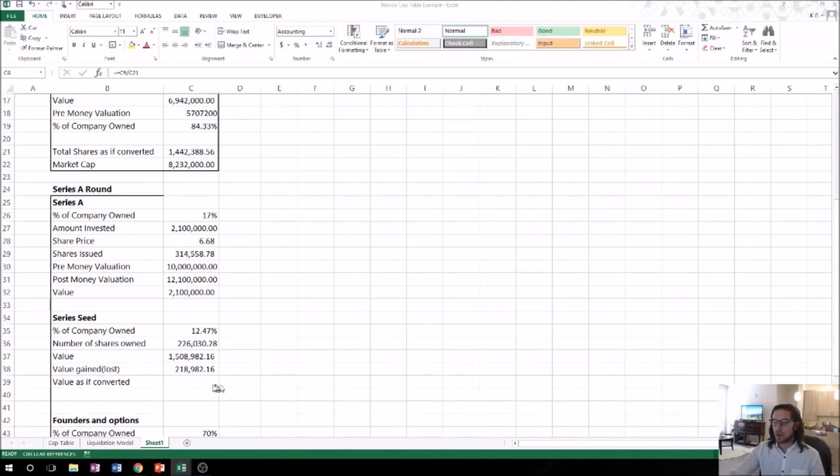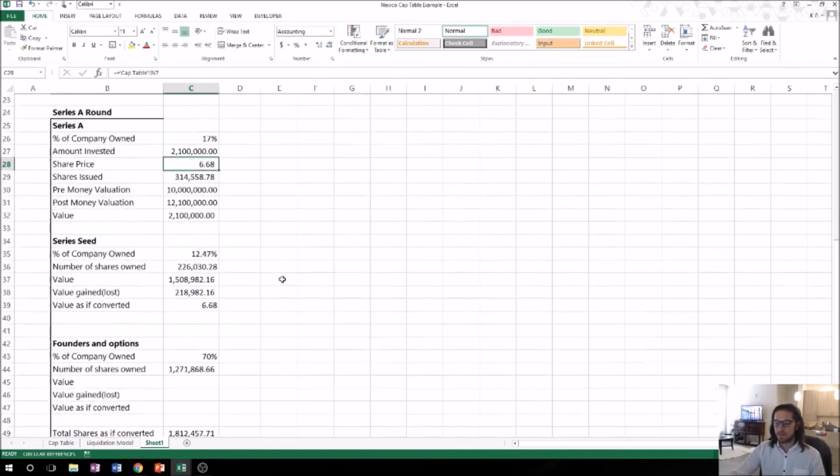And then the value as if converted is just another check to make sure that everything's calculating correctly. That gives us the share price, basically. It's the value divided by the number of shares owned, and it's that 6.68 number that we got as the share price right here.